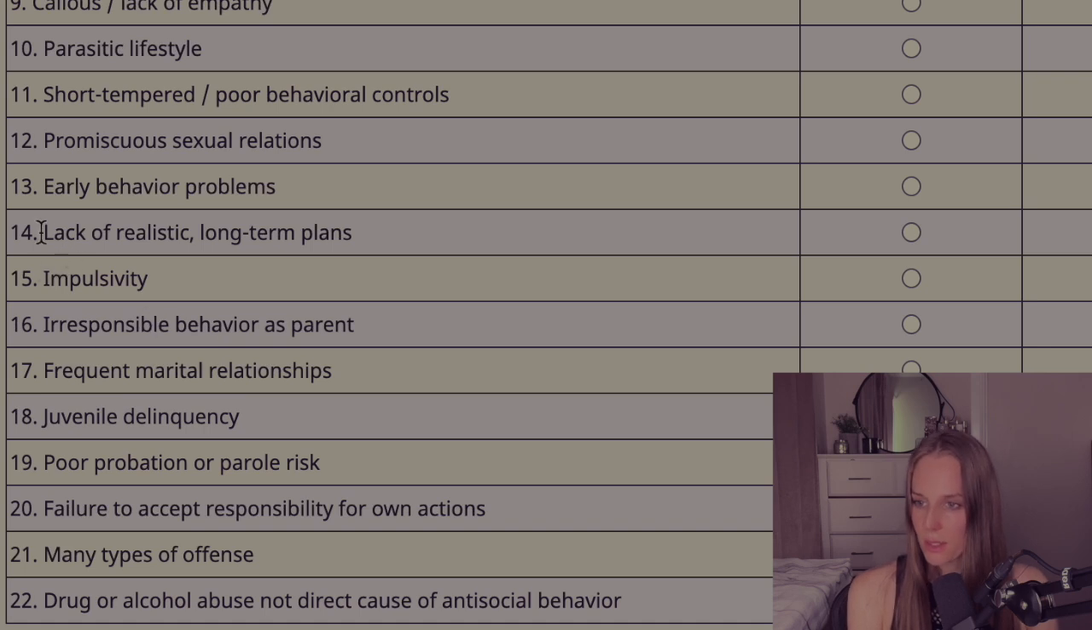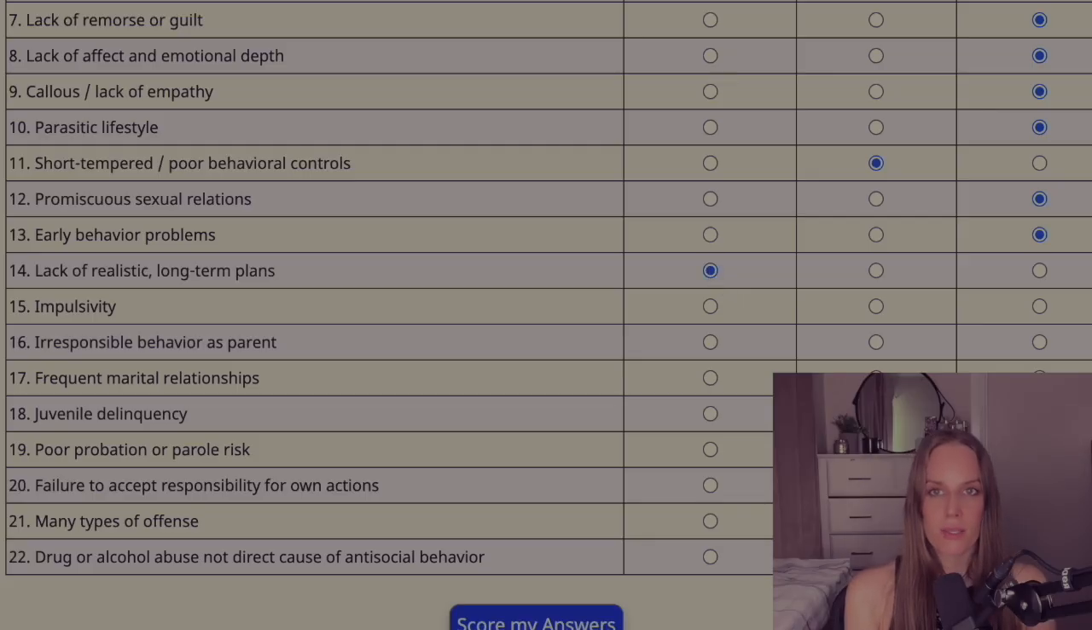Number 14, lack of realistic long-term plans. Let me just think about this. I think I have always been just a bit going with the flow kind of a person, and I really don't think, especially when I was younger, that I really planned for my future. And if I did, I always had this idea that everything would just work out and it'll be fine, which isn't really what I would describe as realistic, even if it is beneficial to believe things like that. We'll just leave that one on definitely present. Just outing myself here. I seem so irresponsible.